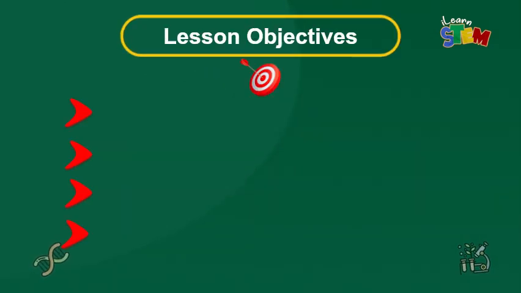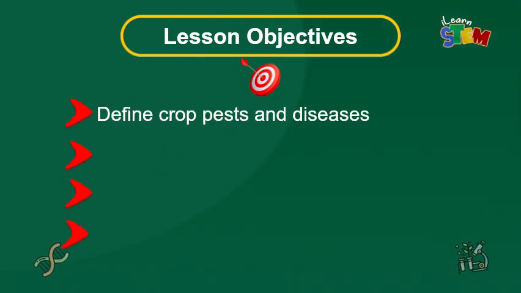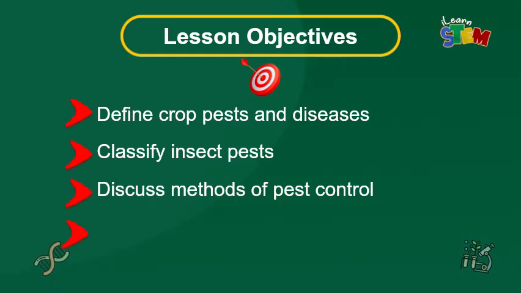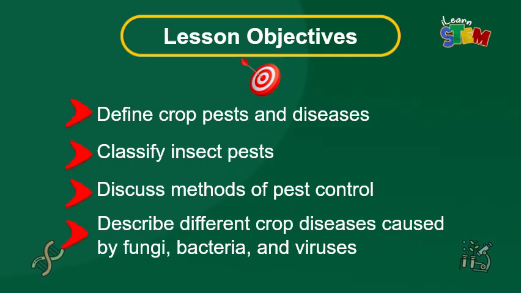Let's look at the lesson objectives. By the end of this lesson, you should be able to: 1. Define crop pests and diseases. 2. Classify insect pests. 3. Discuss methods of pest control. 4. Describe different crop diseases caused by fungi, bacteria, and viruses.